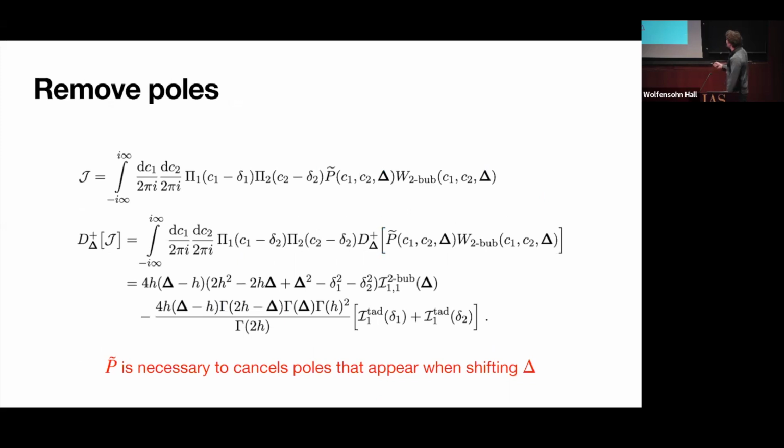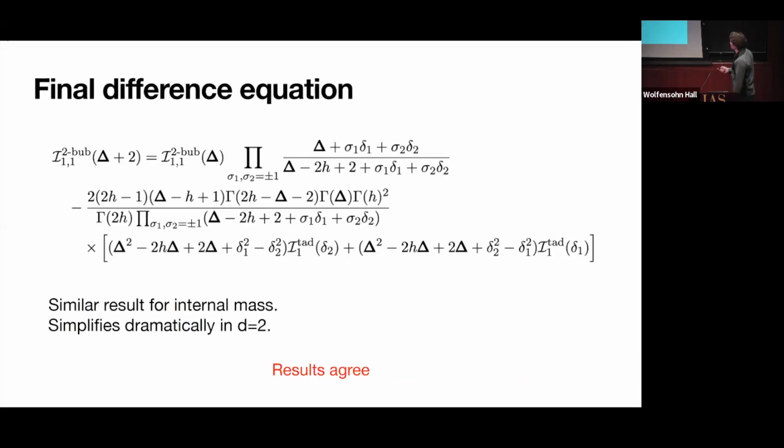Then you can now derive difference equations in delta, proceeding in the same way. Again, there's a little bit of a subtlety here, because when you do shifts in delta of the w function, you can get undesirable poles. So you don't want to act the difference equation on just the original function, but again, insert a polynomial to cancel these poles. But in general, the algorithm proceeds as before. And you get this nice difference equation for the 2-point bubble for generic masses.